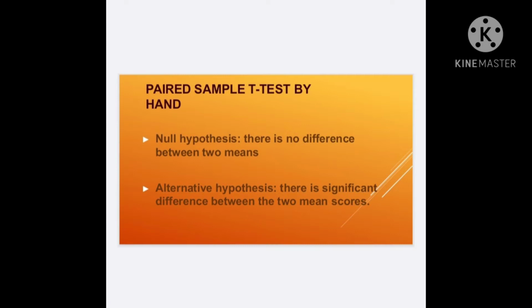The null hypothesis always negates the given statement, while the alternative hypothesis is the difference. The alternative hypothesis is the contrast of the null hypothesis. So our null hypothesis is that there is no difference between the two means, while the alternative hypothesis is that there is a significant difference between the two mean scores. After this, I am going to show you the data we are going to compute.